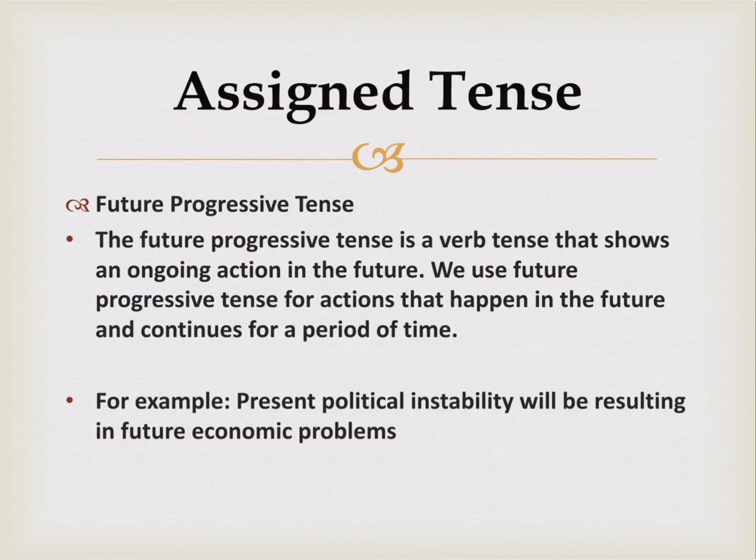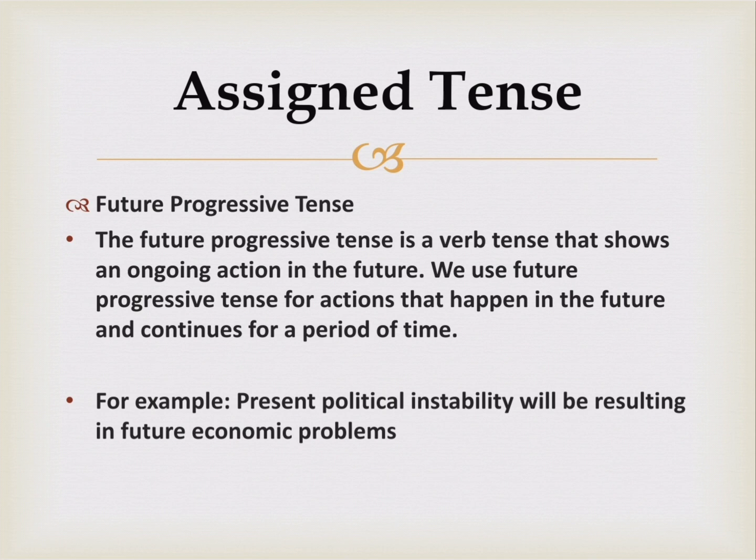Our second assigned key is future progressive tense. What is future progressive tense? Let's look at the definition. The future progressive tense is a verb tense that shows an ongoing action in the future. We use future progressive tense for actions that happen in the future and continue for a period of time.